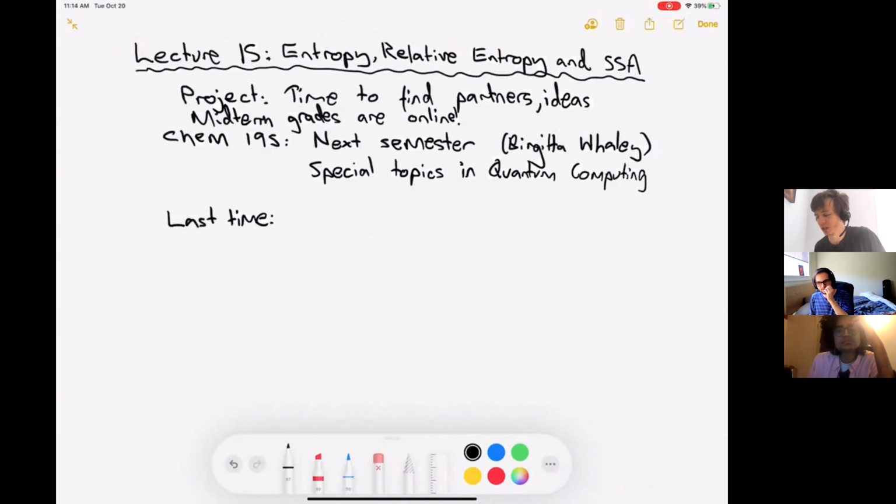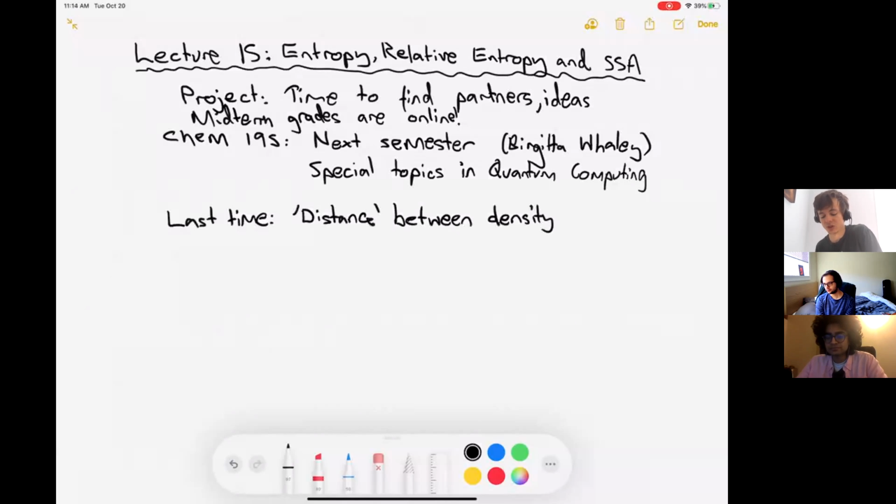So last time we talked about a couple of things. It was quite a long lecture. The first was how you define the distance, the distinguishability of two density matrices. And we talked about how, unlike for pure states, there's not a unique natural preferred notion like the inner product. But there's a couple of useful ones that we introduced, which were what's called the trace distance and the fidelity.